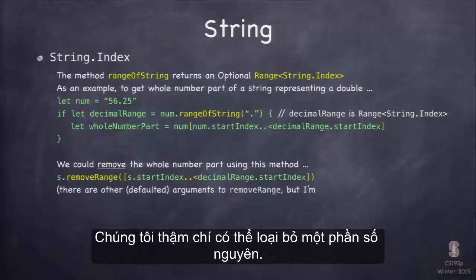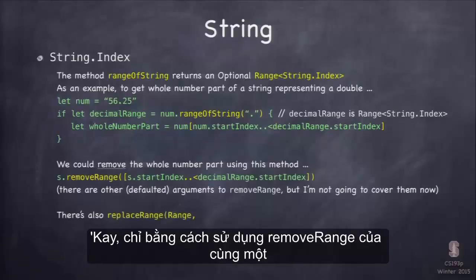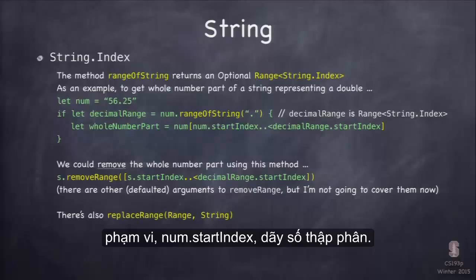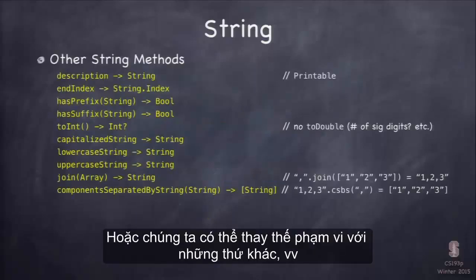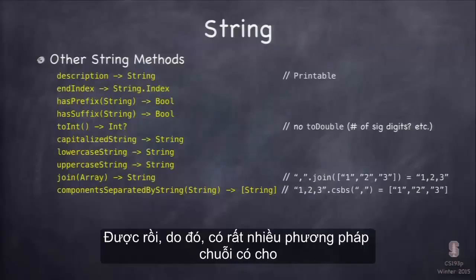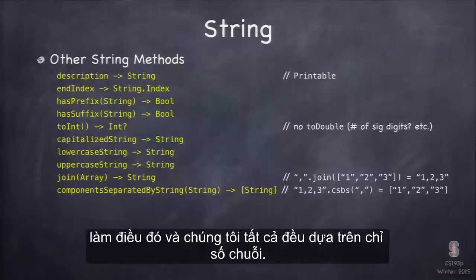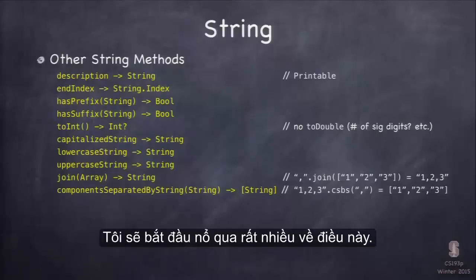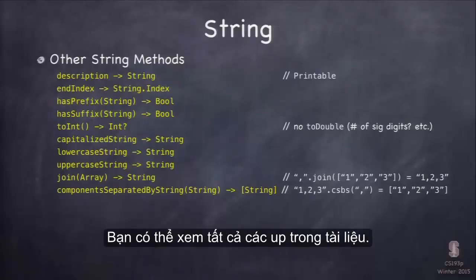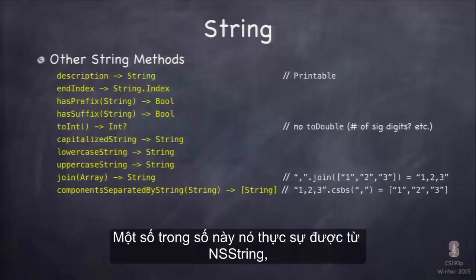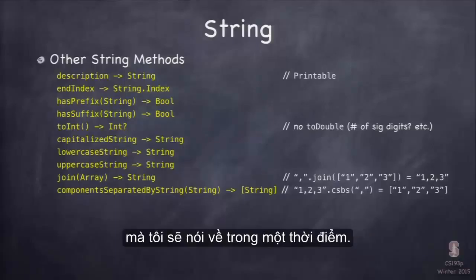We could even remove the whole number part just by using remove range of that same range, not start index to the decimal range. Or we can replace the range with other things, etc. So there's a lot of string methods there for doing that, and they're all based on that string index. Other string methods, I'm going to start blasting through a lot of this. You can look these all up in the documentation. Some of these it actually gets from NSString, which I'm going to talk about in a moment.